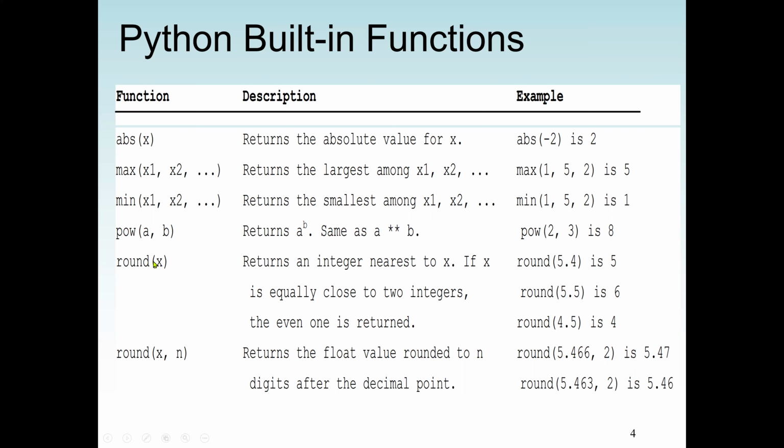Round x means we have a whole number. It will round it to a whole number. So that's why for 5.4, we get only 5. For 5.5, we get 6. Now, if I have round x and n, where x is 5.4 and n is 1, which means we need one decimal place, the value is already 5.4, so the answer will be 5.4.